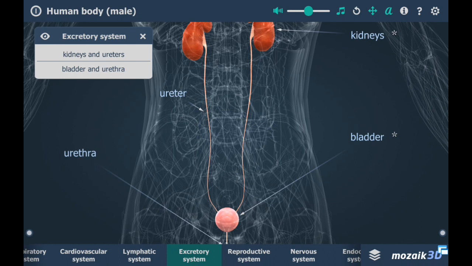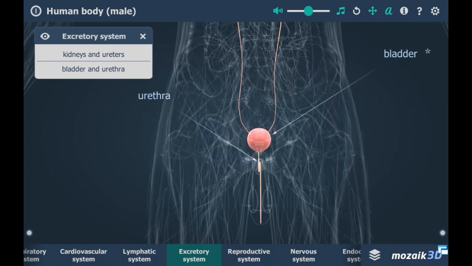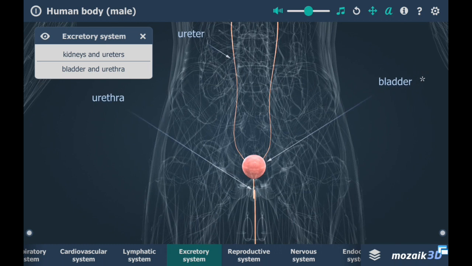When there are 1000 milliliters, the muscular walls, they're full of nerves, so they send signals to the brain and then the urge to urinate. And actually, let's get back to the digestive, and I'll just tell you about it.